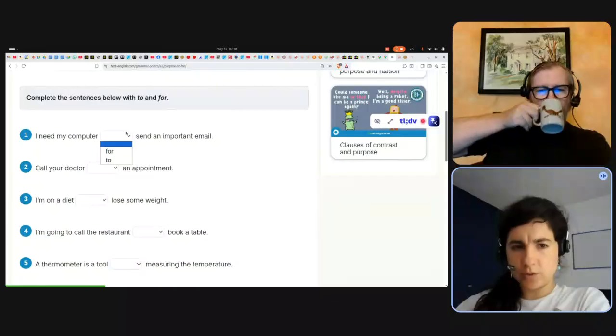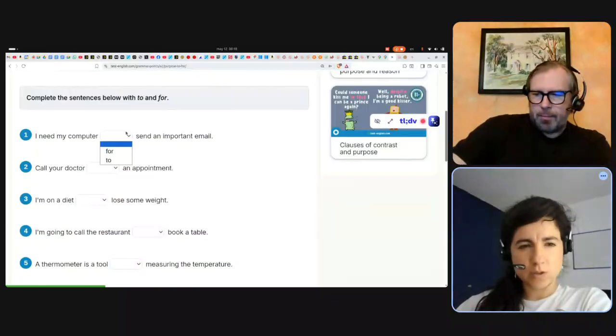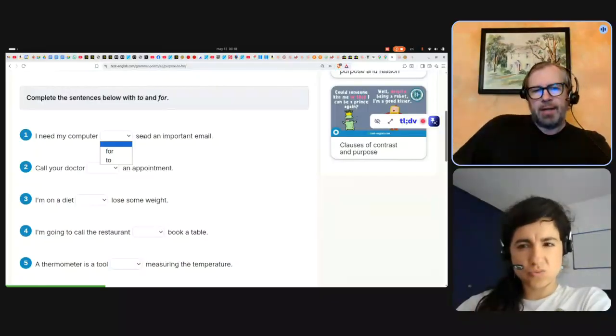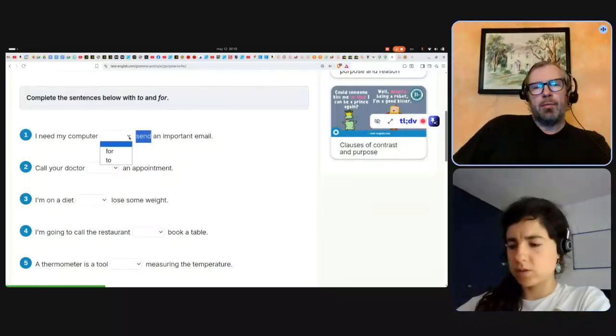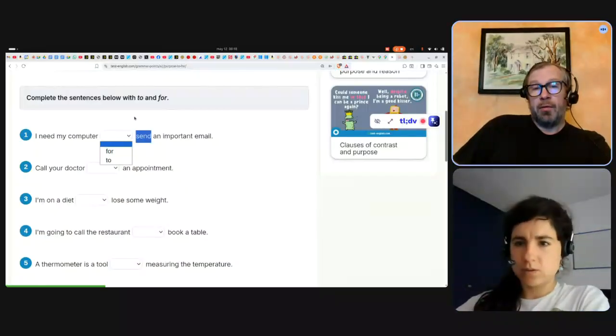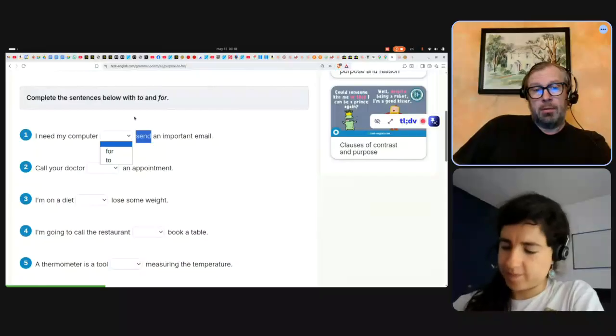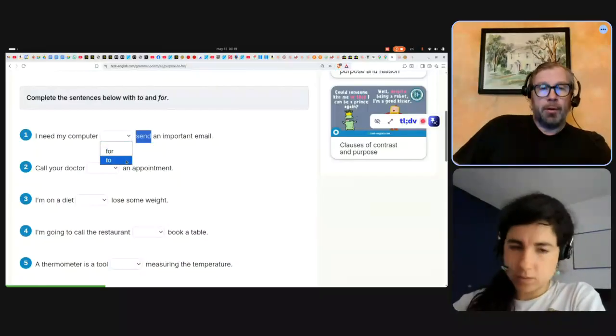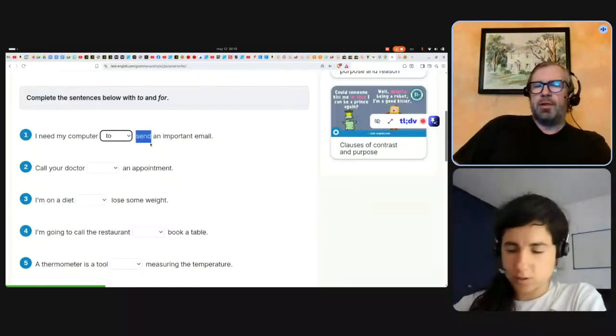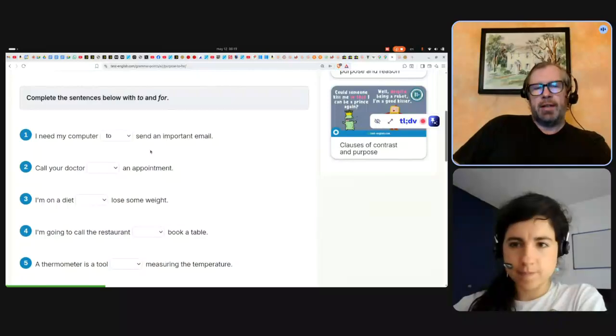For send an important email? Okay, is send a noun or a verb? A verb. Okay, so do we use to or for before a verb? It's to. We use to before a verb. So it's not for send, it's to send.